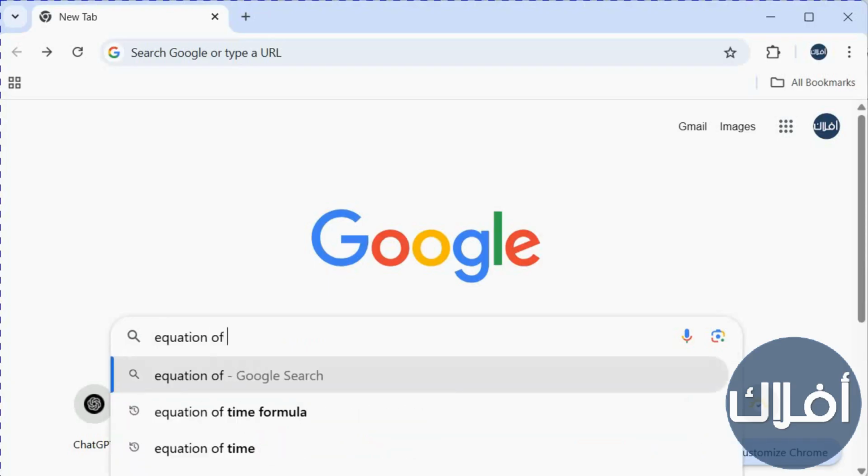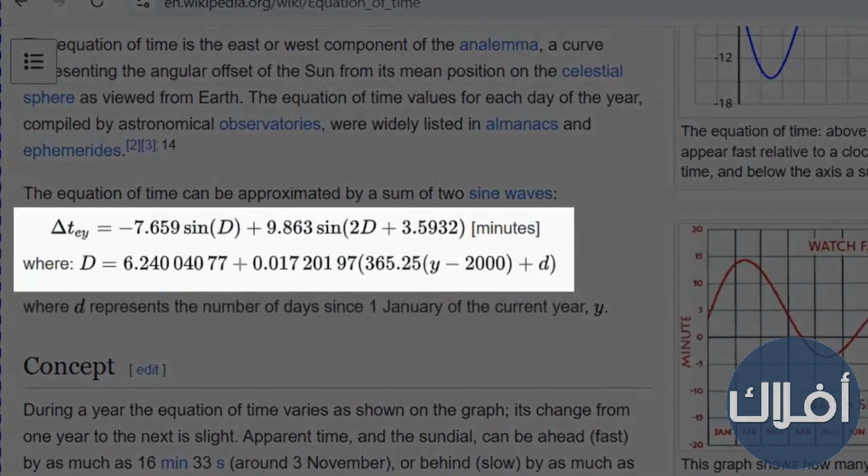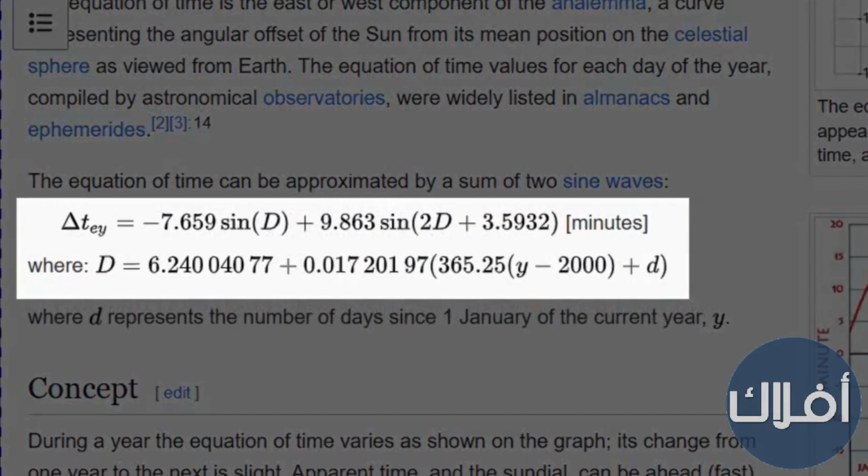If we search Google for equation of time and go to Wikipedia, we'll find these two equations. EOT equals minus 7.659 sine D plus 9.863 sine 2D plus 3.5932, where capital D is 6.24004077 plus 0.01720197 multiplied by 365.25 multiplied by year minus 2000 plus small d, where small d is the day number of the year. 1st of January is number 1, 2nd of January is number 2, and so on.